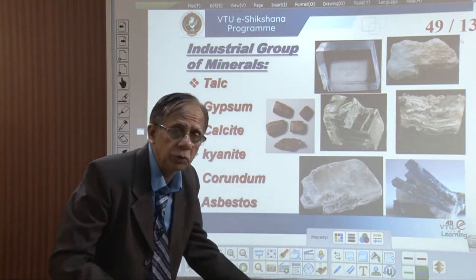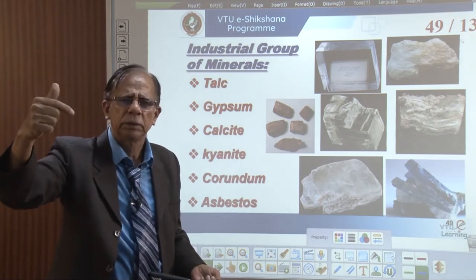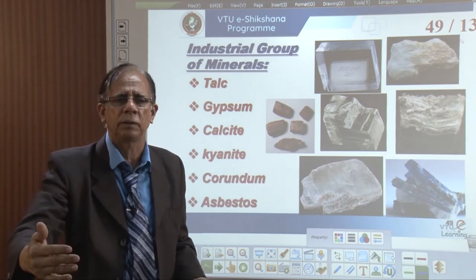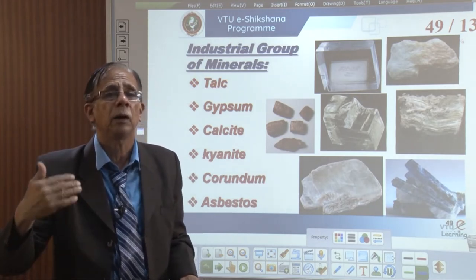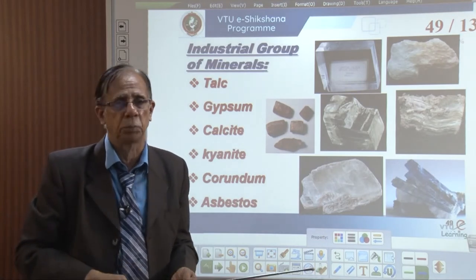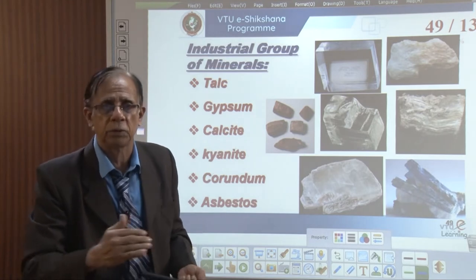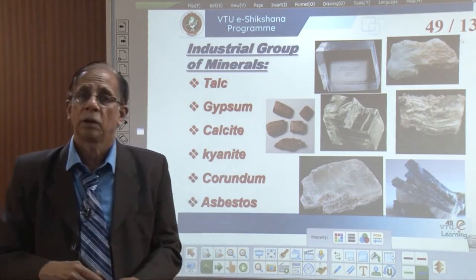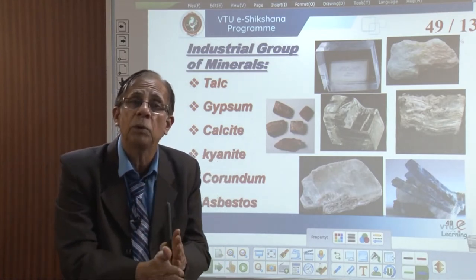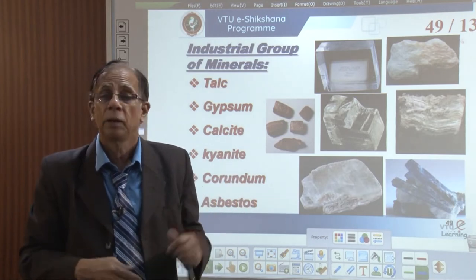Asbestos we use in industry, asbestos sheet. But civil engineers are directly connected with cement. Therefore, I have taken them as an example, calcite and gypsum. I have not focused much on corundum or asbestos, even the talc. Talc we also use as a lubricating material in our drilling machine, in the drilling operation we require.